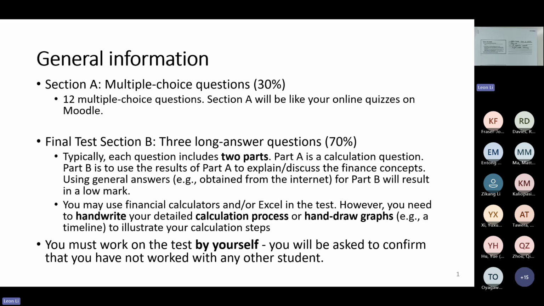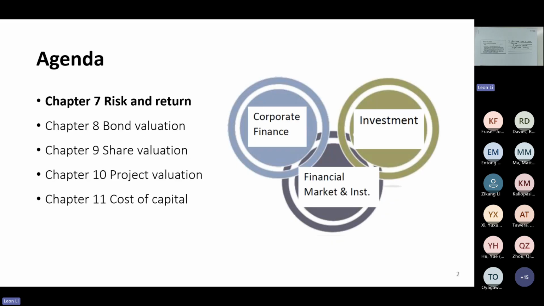Please understand. Okay, now let me do the review lecture. Test 2 will cover 5 chapters. Before that, I hope you understand the 3 key areas in finance: corporate finance, investment, and financial markets and institutions. You can see in our FINAN101, we introduce the 3 key areas in finance to our students.